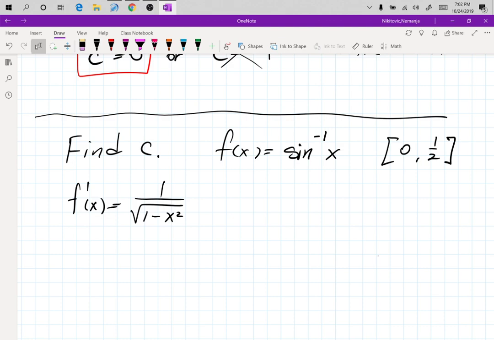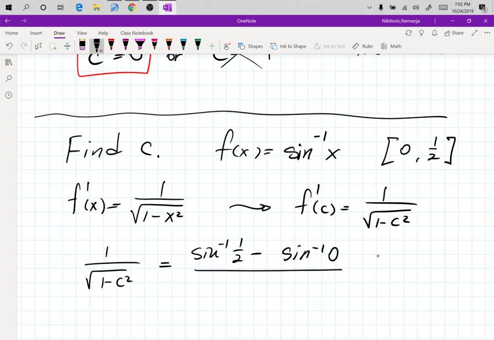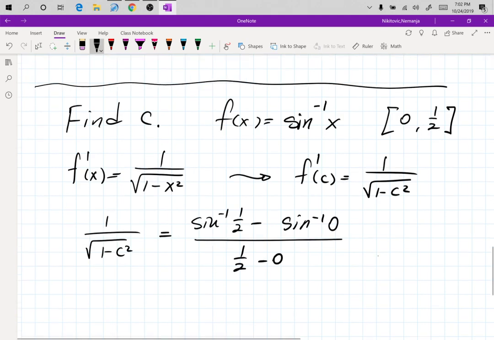And now we are going to come up with the f prime of c. Well, actually, let's do it this way. F prime of c is 1 over square root of 1 minus c squared. All right, so now we say 1 over square root of 1 minus c squared, that's the f prime of c, needs to be equal to f of b, that's sine inverse of 1/2, minus sine inverse of 0, divided by 1/2 minus 0.